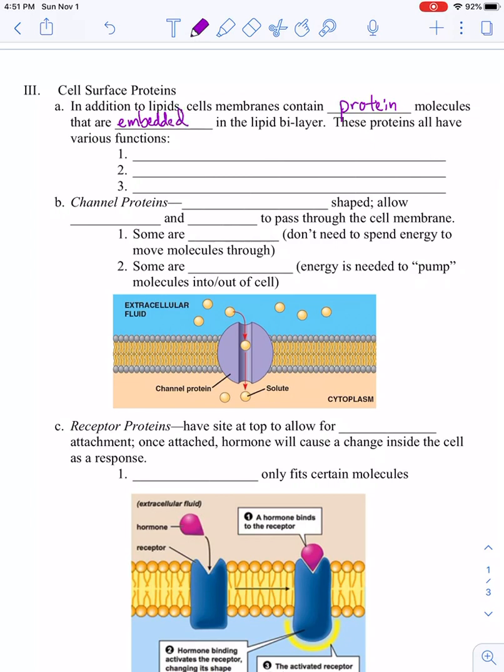The three functions that I just mentioned are to move materials in and out of the cell, and they are called channels. I'll come back to that in a second. You have others that respond to chemical signals.